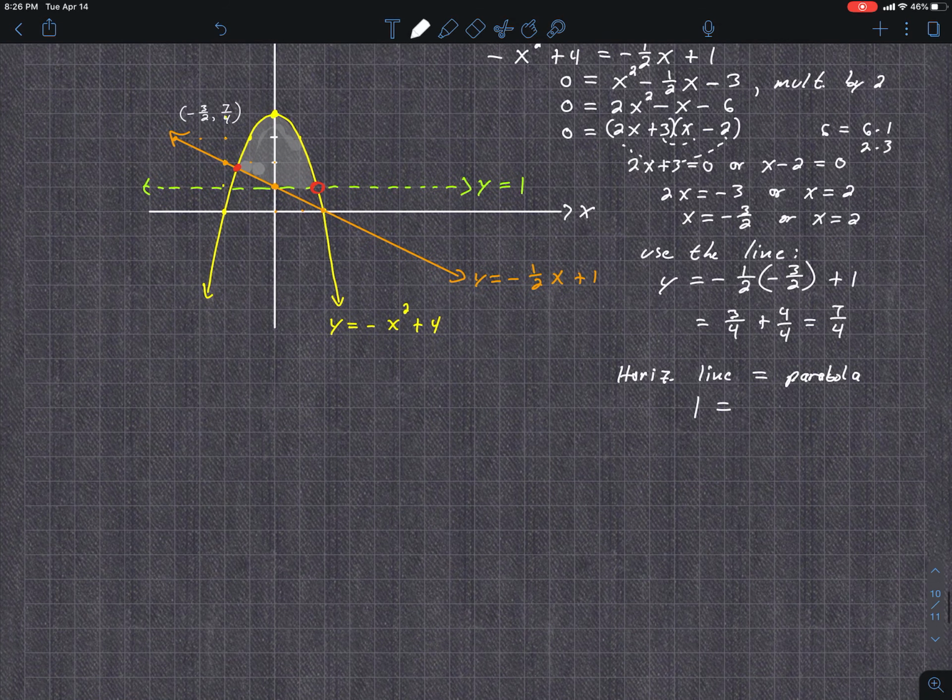Horizontal line is y equals 1. And the parabola was what? -x squared plus 4. Okay, so that's sometimes what you've got to do. That's why I like to write stuff out like that, so I can see what's going on. x squared is equal to 3. So x is equal to plus or minus √3. So your minus √3 is on the left. Your plus √3 has to be on your right. So that ordered pair has to be your positive √3, and then y is your 1. So that's the one we'll use.